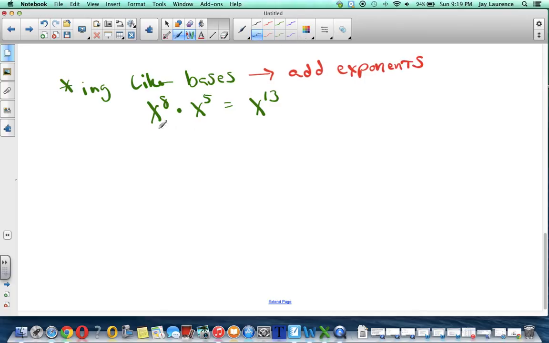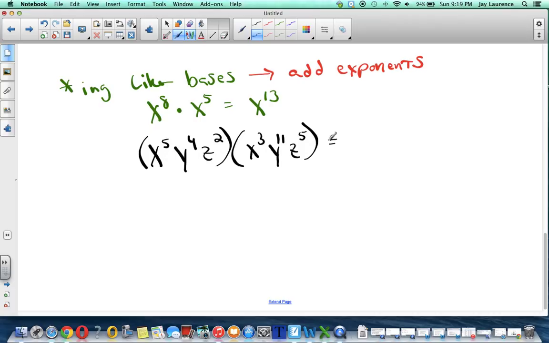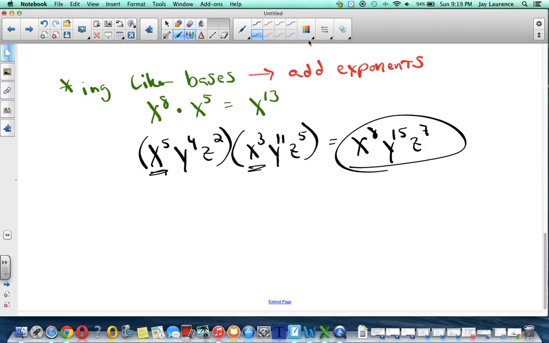if it's a big kind of ugly problem, like if I have x to the 5th, y to the 4th, z to the 2nd, and I'm multiplying that by x to the 3rd, y to the 11th, z to the 5th. Okay, well, x to the 8th, right? y to the 15th, and z to the 7th. Pretty easy stuff.